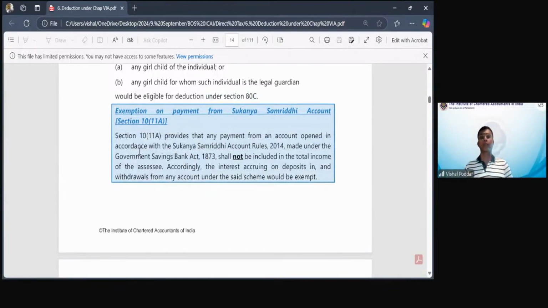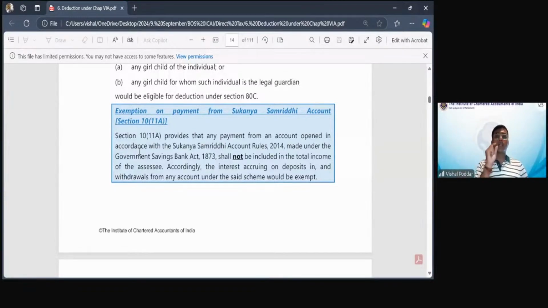So such type of schemes are called EEE schemes. What is EEE? Exempt, exempt, exempt. What is exempt, exempt, exempt? It means today when you are depositing, it is exempt. Over the period of the scheme, whatever you are earning, that is exempt. And even at the time of withdrawal, it is exempt. So a few schemes are EEE schemes.